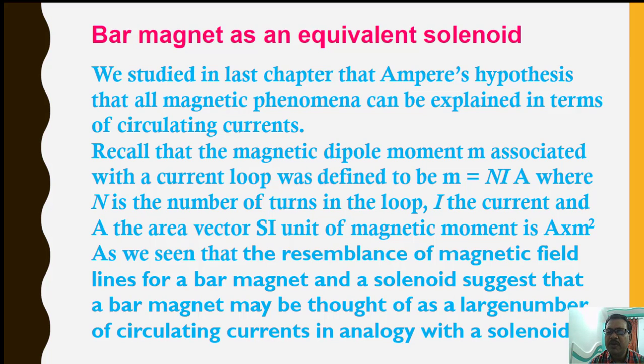The SI unit of magnetic moment is ampere into meter square. As we have seen, the resemblance of magnetic field lines for a bar magnet and a solenoid suggests that a bar magnet may be thought of as a large number of circulating currents in analogy with a solenoid.